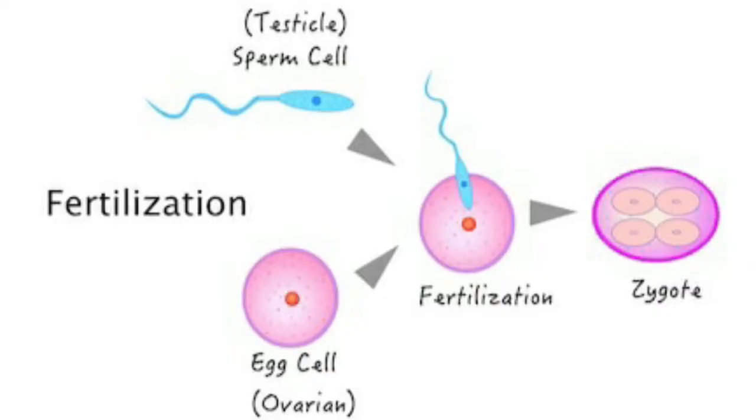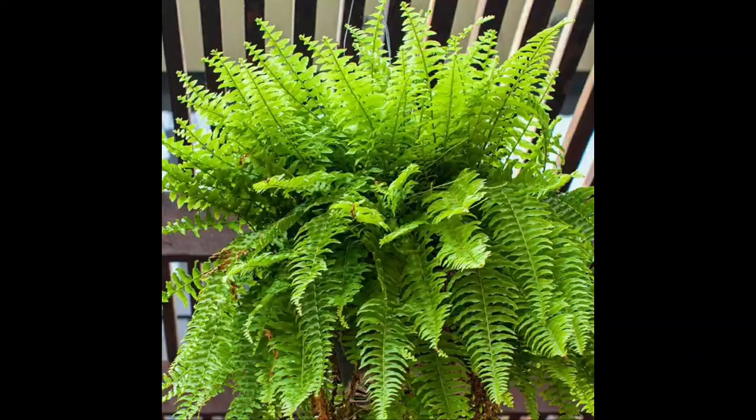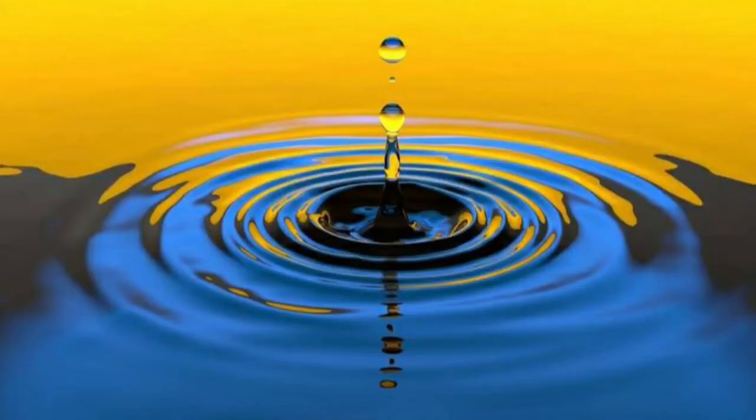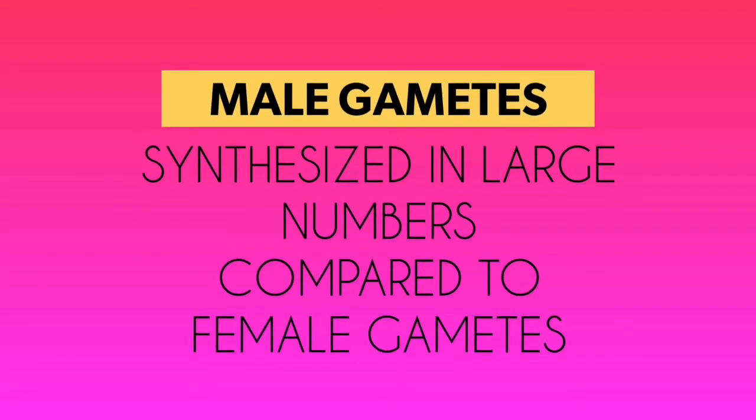And the second stage in pre-fertilization events after gametogenesis is gamete transfer. In this stage, the male and female gametes have to come in contact for fertilization. Male gamete is generally motile and female gamete is usually stationary. Gamete transfer requires a suitable medium. For example, in algae, bryophytes, and pteridophytes, water is the medium for gamete transfer. A large number of male gametes fail to reach the female gametes. Therefore, male gametes are synthesized in very large numbers as compared to female gametes.